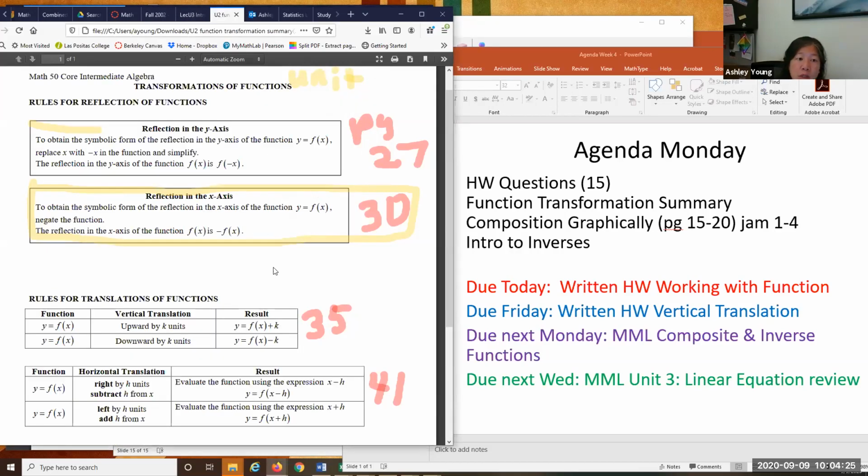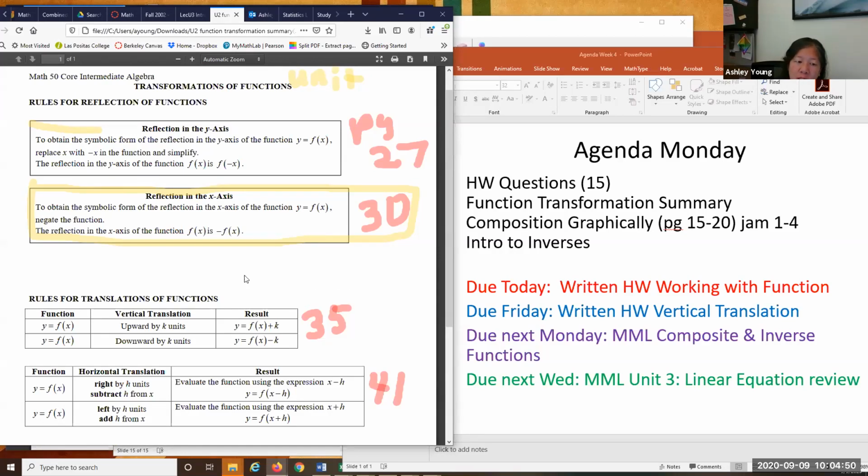Again, these are the summaries. This is the summary of all of them. So reflection in the y-axis, reflection in the x-axis. Reflection in the y-axis is when you reflect across the y-axis from left to right or from right to left, and reflection in the x-axis is when you take things above and put them below, or below and put them above.